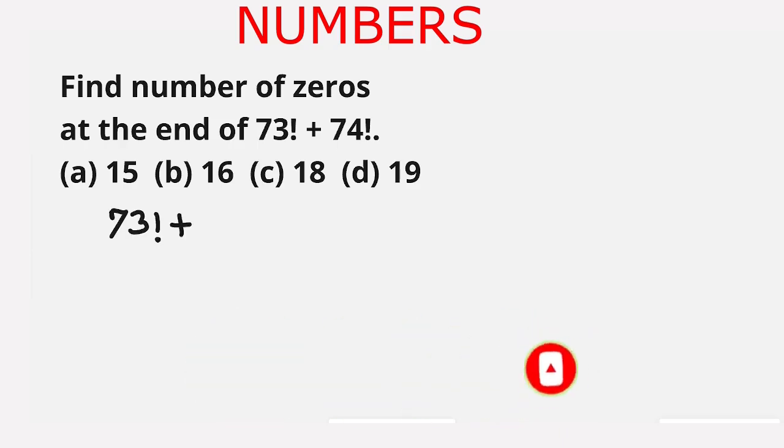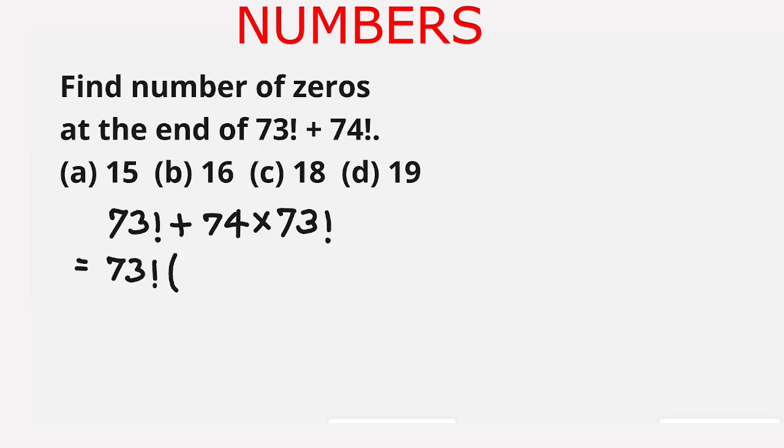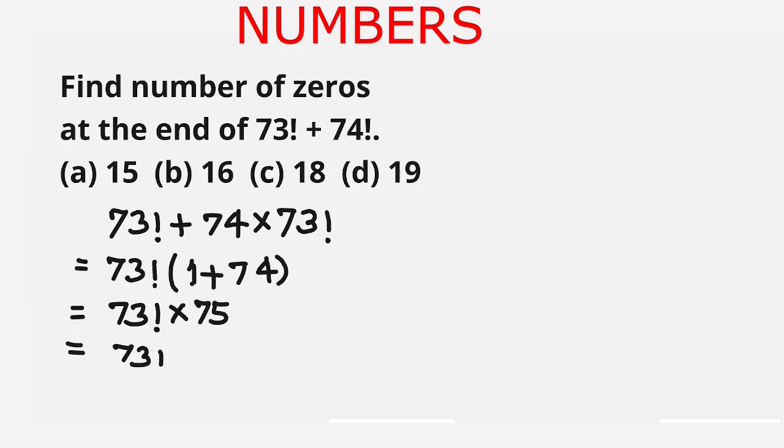73 factorial plus 74 factorial can be written as 74 multiplied by 73 factorial plus 73 factorial. We take common 73 factorial. So 73 factorial into (1 plus 74), and this is equal to 73 factorial multiplied by 75, which can be written as 25 multiplied by 3, and 25 is 5 to the power 2. So this is 73 factorial multiplied by 5 to the power 2 multiplied by 3.